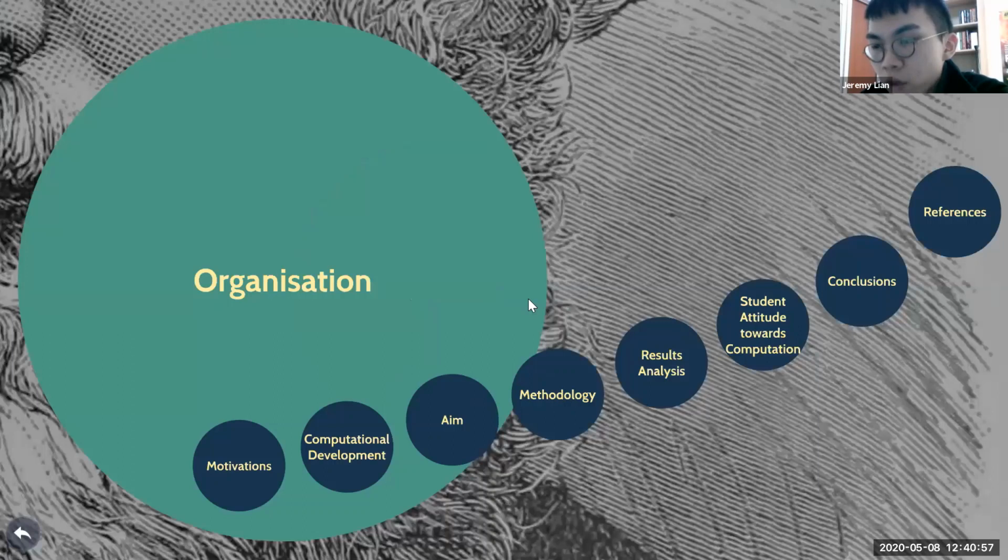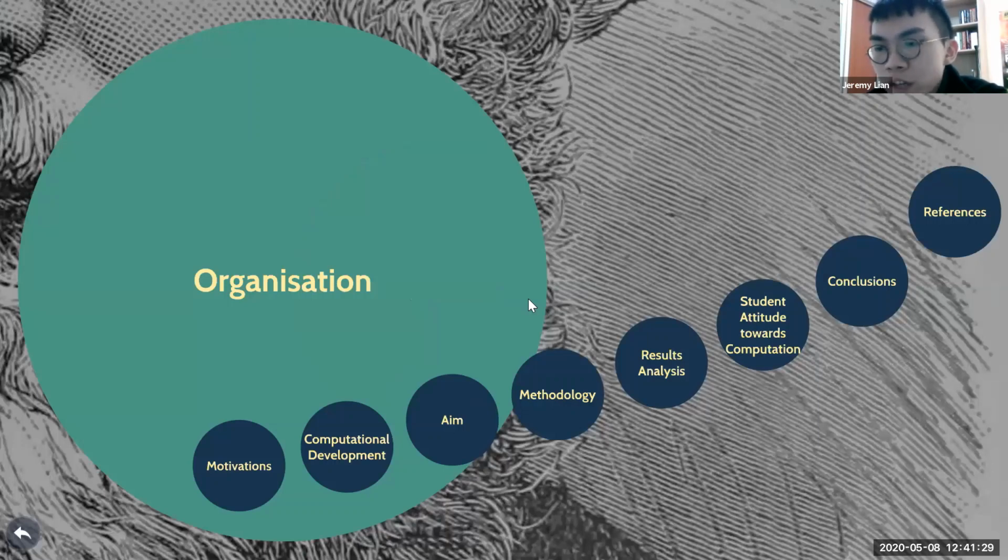This will be the content for today's presentation. We will start off with the motivations for this topic, followed by an introduction to the computational materials we have developed. Then, we will proceed to the research segment, where we will talk about the aim, methodology, and results analysis of our investigation. We will also look at our students' survey responses regarding their attitude towards scientific computing. Finally, we will end this presentation with a conclusion.